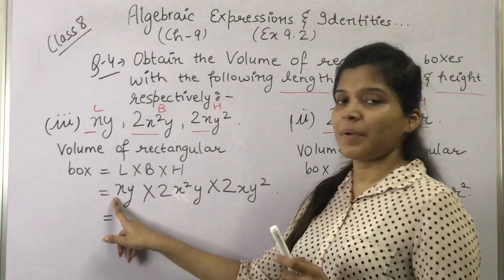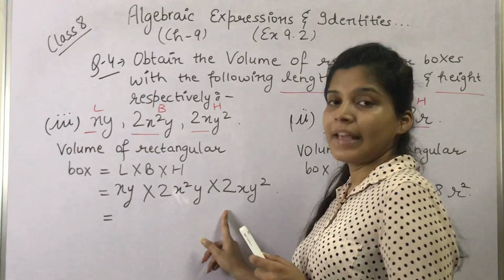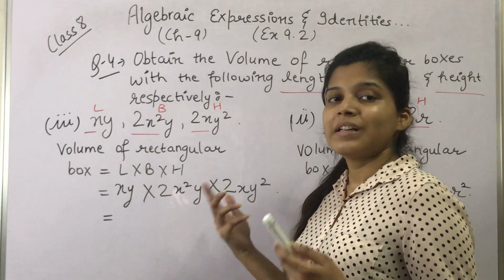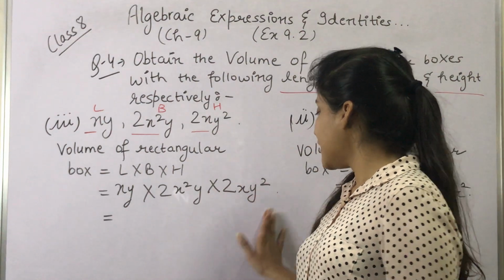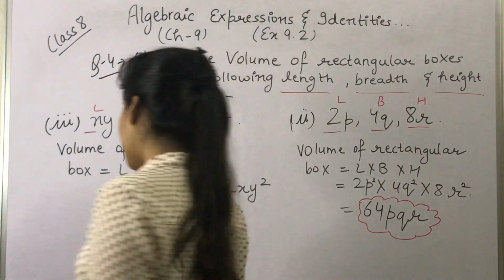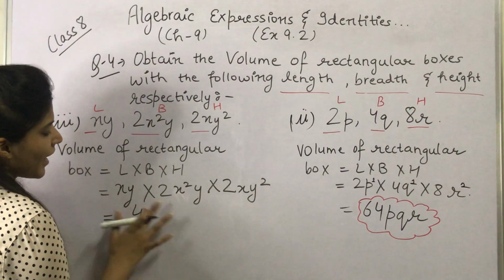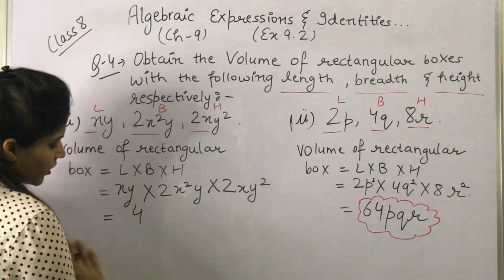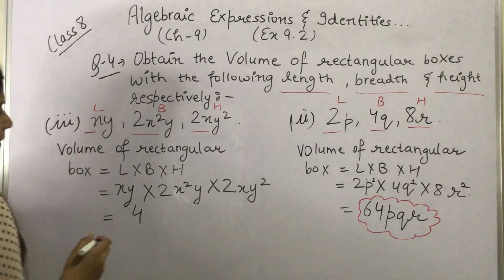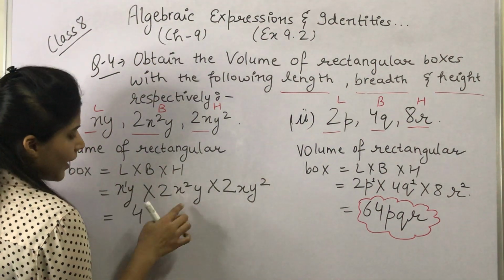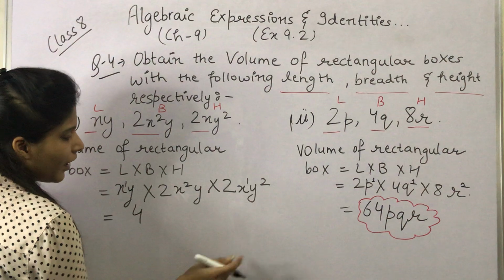Numerals हमारे पास यहाँ पे 1 है, यहाँ पे 2 है, and here also we have 2. So 2 into 2 is 4. Okay, अब 1 से तो multiply करेंगे तो वही आएगा. So 4 आ गया. ठीक है, अब हमारे पास बचा x and y वेरिएबल्स बचे. Now x कितनी बार है हमारे पास? We have x to the power 1, x to the power 2 and x to the power 1.